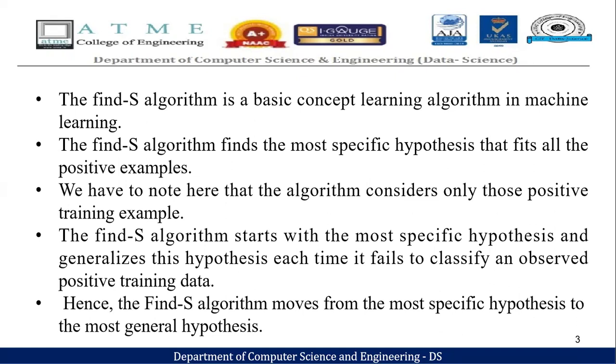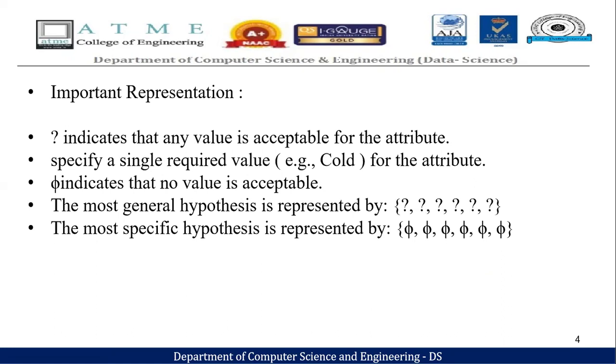Here, how the algorithm works is first we start with the specific hypothesis, and based on the positive examples, we keep on changing the hypothesis to be more general. And finally, what we get is the most general hypothesis consistent with the examples. With one example, you can clearly understand this algorithm. Before getting into that, we will see some of the basic important representations to learn this algorithm.